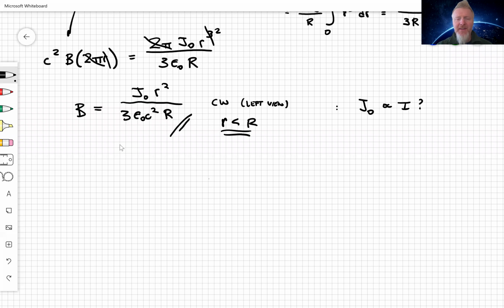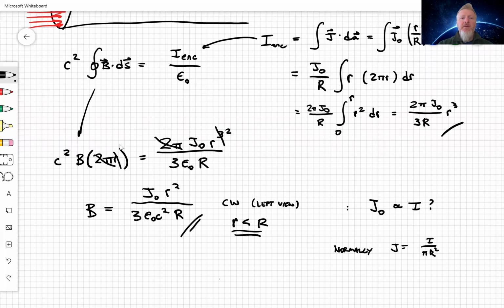Whereas I thought, oh wait a sec, what have I done? Because I was thinking that J naught would just be an easy, simple function of the current, because normally it's the current density, right? So you normally would have something like current divided by area. In this case, it's a loop, so it'd be pi R squared, big R squared. And so let's go back up here.